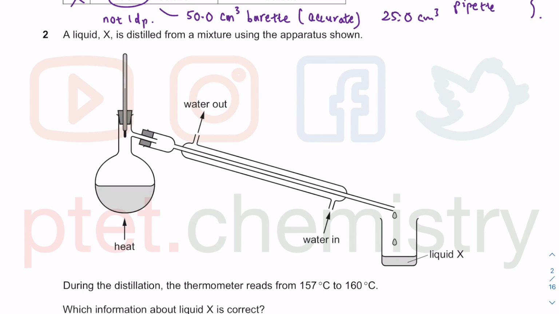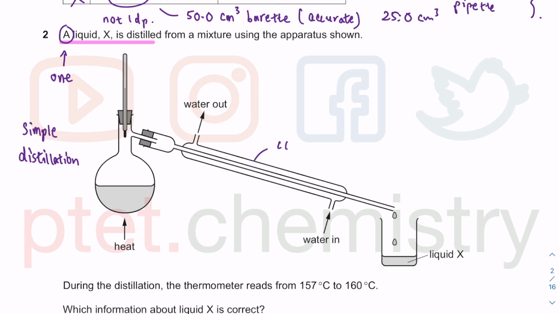Question part 2, so we have a liquid X, so the fact that it's there means that there's only one liquid X distilled from the mixture using this apparatus shown. This is a simple distillation because it does not have a tall distillation column. The distillation column is that thing that is sticking out vertically that allows you to have a better separation of the stuff to be separated, and you don't have that column, therefore it's not fractional distillation.